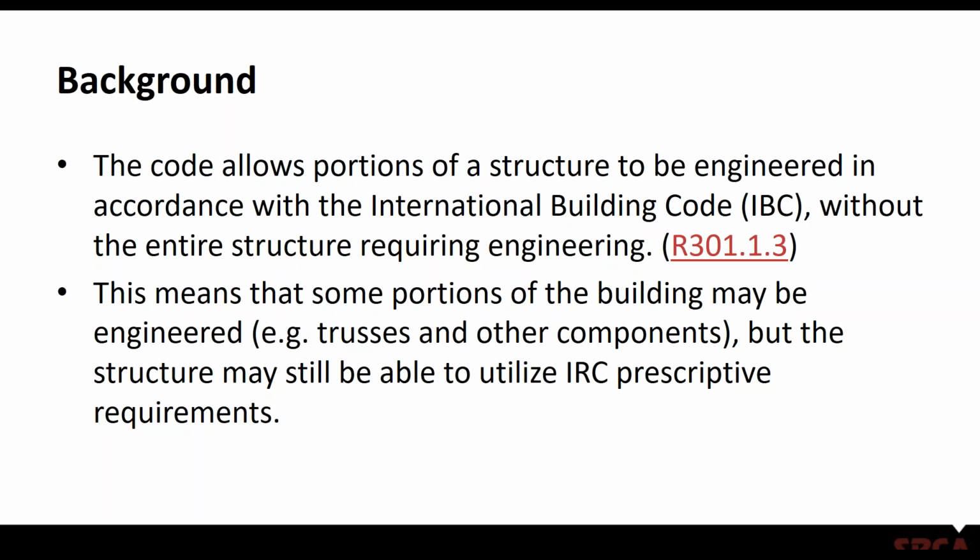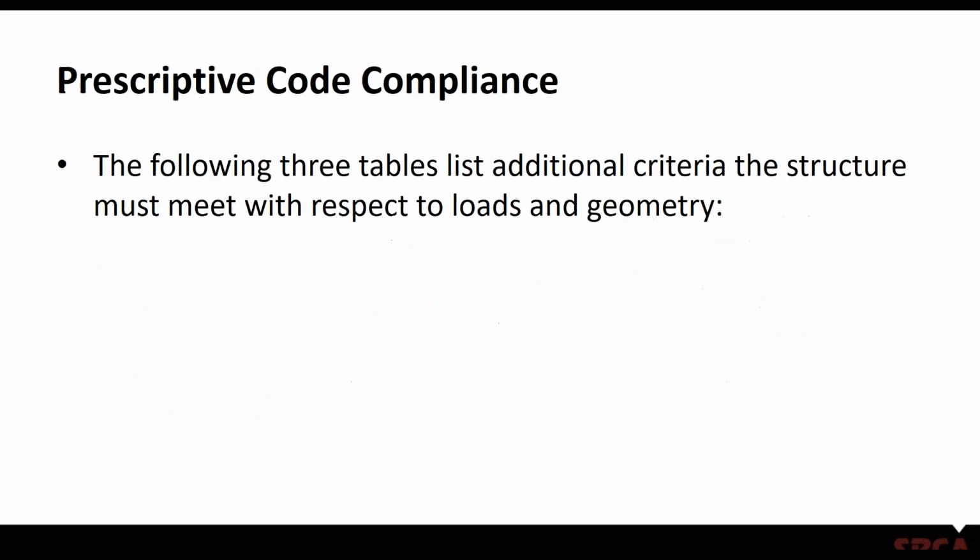The code allows portions of a structure to be engineered in accordance with the International Building Code without requiring that the entire structure be engineered. That's in section R802.1.1. So this basically means that some portions of the building may be engineered, i.e. the trusses and other components, but the structure may still be able to utilize the IRC prescriptive requirements.